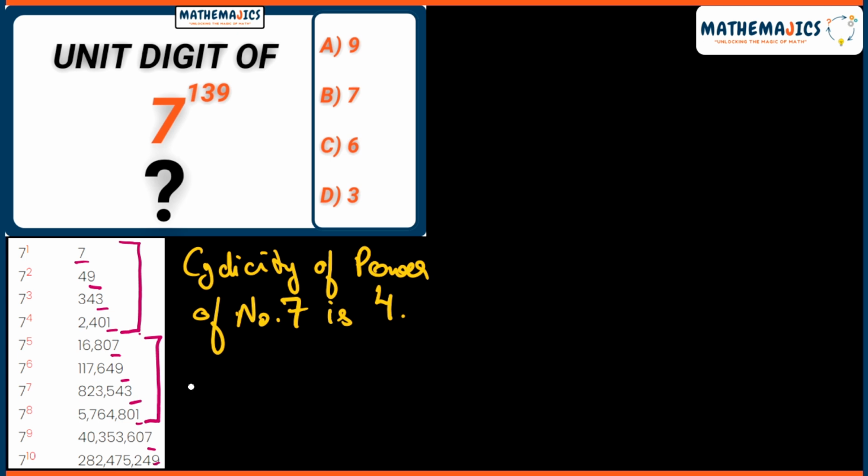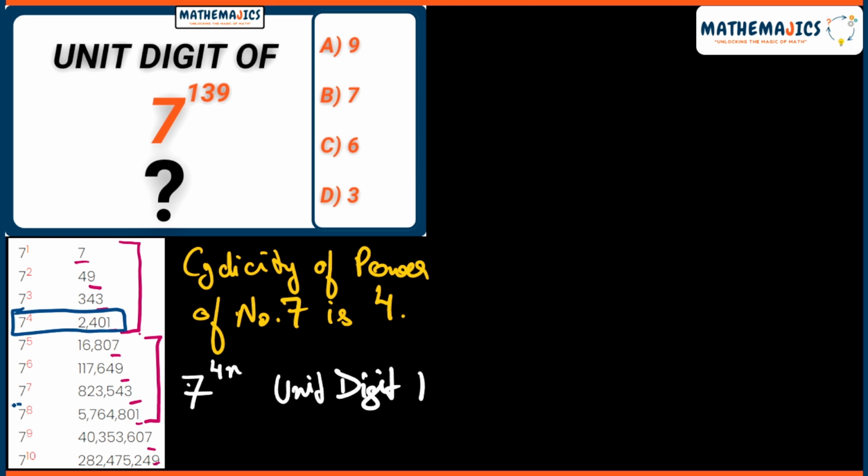I can give general rules or formulas for this. Whenever the power of 7 is a multiple of 4, the unit digit will be 1. How? Look at 7 raised to power 4. The unit digit is 1. Look at 7 raised to power 8. The unit digit is 1. 8 and 4 are multiples of 4, that is 4n. So in that case, the unit digit is 1.